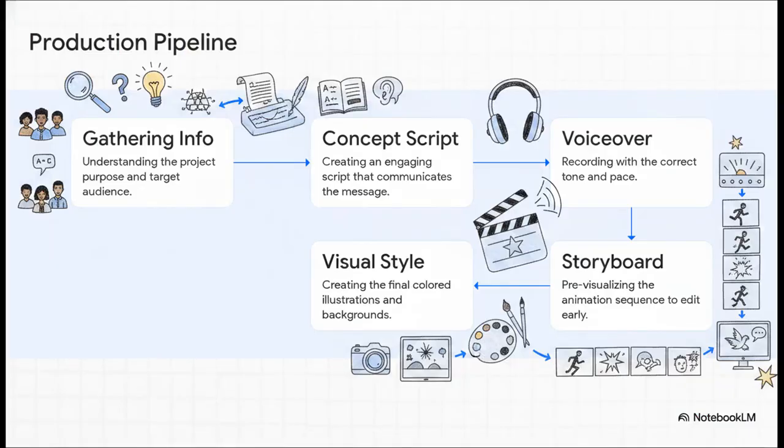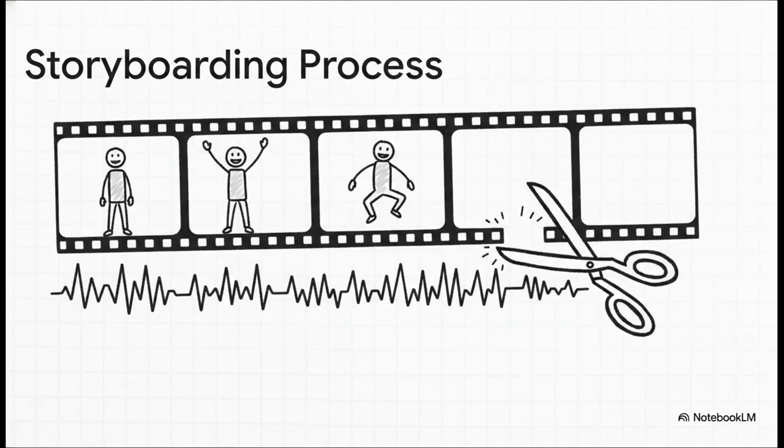You know, a highly structured production pipeline is the only thing that keeps a massive creative project from devolving into total chaos. It flows sequentially, right? You gather the information and purpose, write the script, record the voiceover, draw the storyboard, and finally define that visual style. This strict workflow ensures everyone is on exactly the same page from the initial spark of an idea to the final product. So the absolutely crucial point here is step 4, the storyboard, and the resulting animatics.